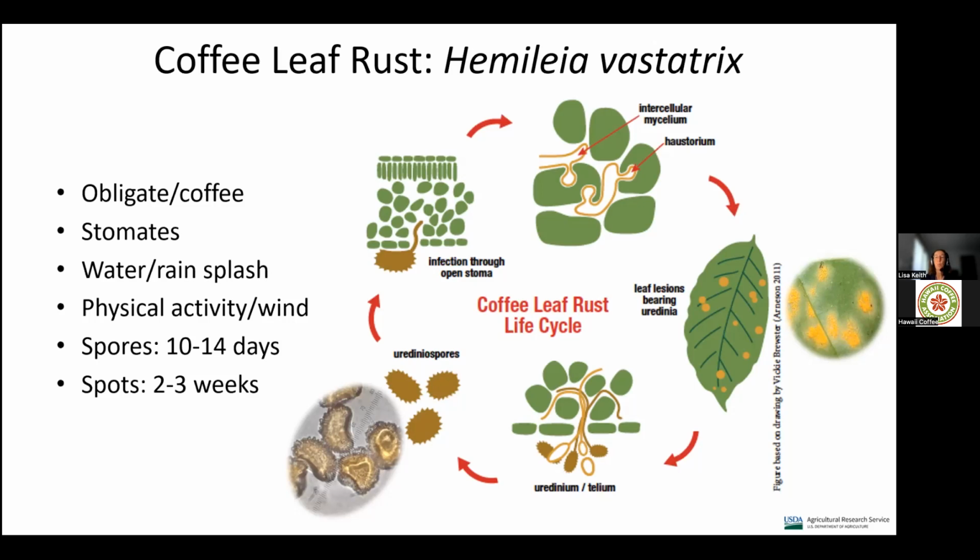Okay, so spores may land on the top, but they have to work themselves down to the underside and enter through a stomate. It will enter through a stomate, it will grow within the leaf tissue, and it will actually grow back out through the stomate and produce the spores on the underside of the leaf.